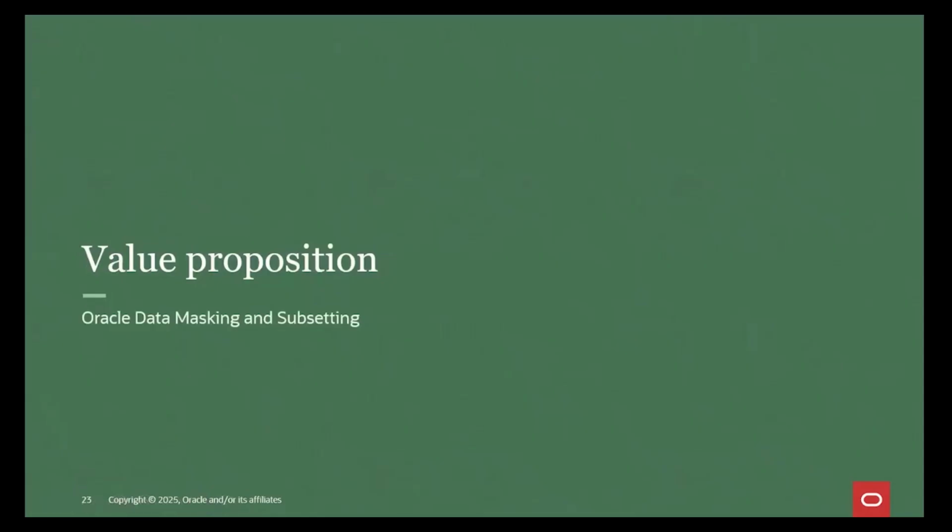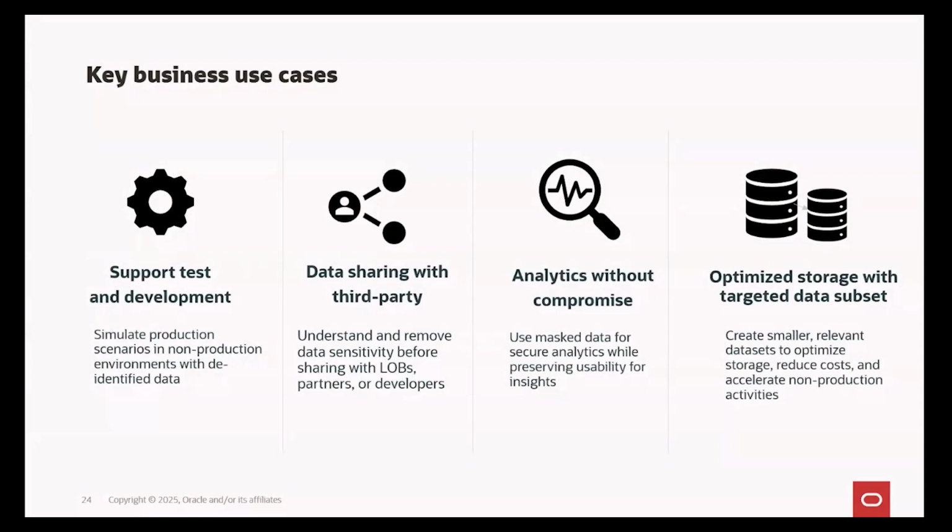So our next section is on value proposition. We will be starting with our top 4 business use cases. First one is supporting your test and development environments. On these non-production environments with de-identified data that behaves like production, your test and development teams can run accurate validations and simulate real world cases, all while staying compliant and secure.